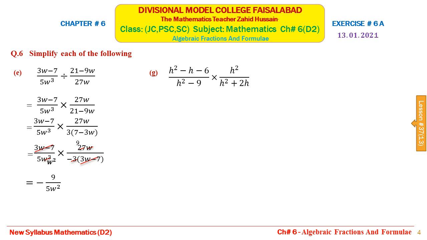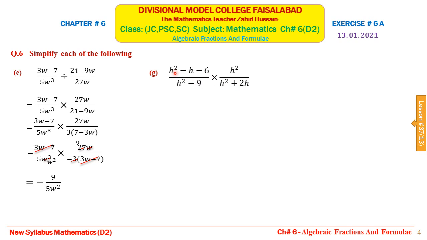Its G part is h square minus h minus 6 over h square minus 9 multiplied by h square over h square plus 2h. This is a problem of multiplication. Before multiplying these two fractions, we will have to factorize the numerator and denominator. The numerator and denominator of the first fraction and the denominator of the second fraction can be factorized.